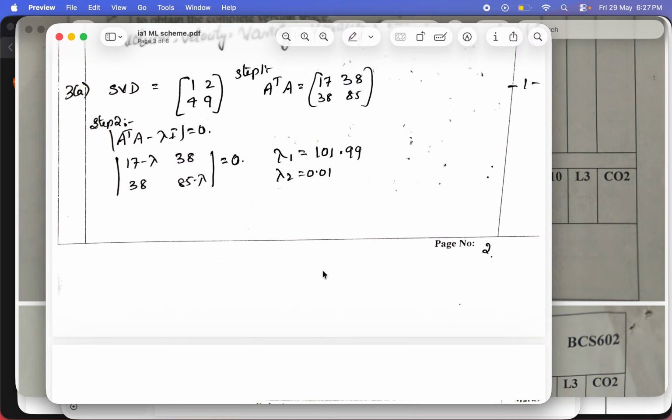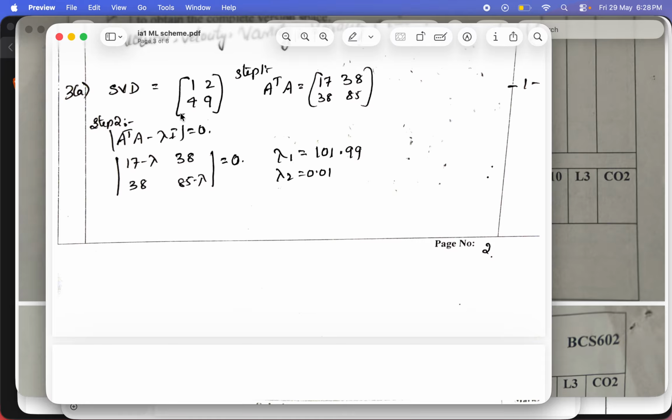So the problem is like this: 1, 2, 4, 9 is the given matrix. First you have to find A transpose into A. Transpose means you convert the rows into columns and columns into rows. The matrix will be 1, 4, 2, 9, and that you have to multiply with the given matrix A, that is 1, 2, 4, 9.